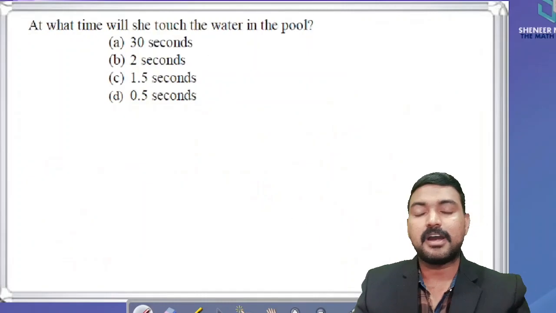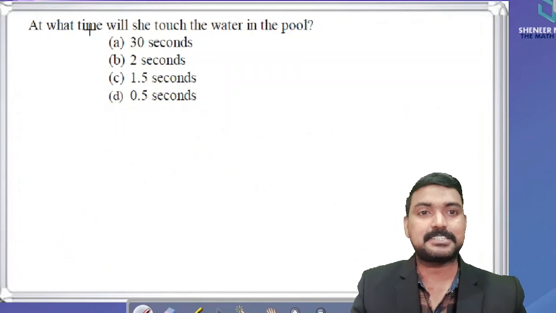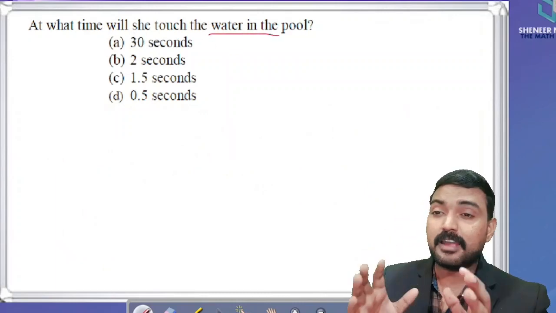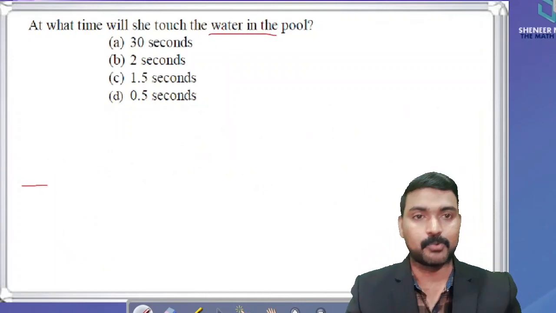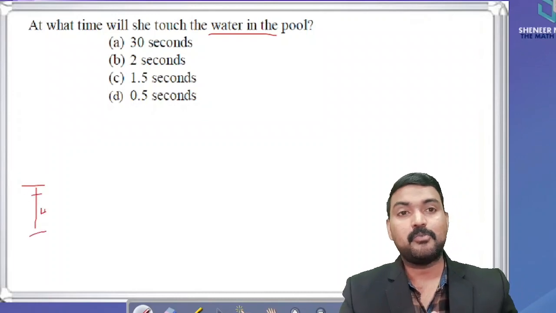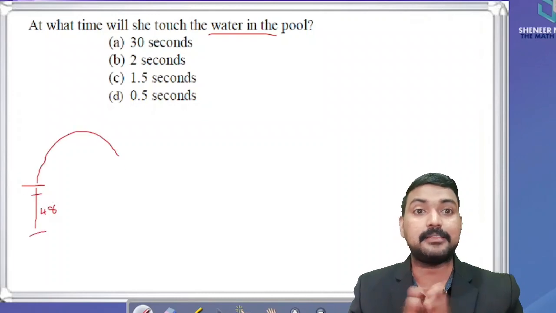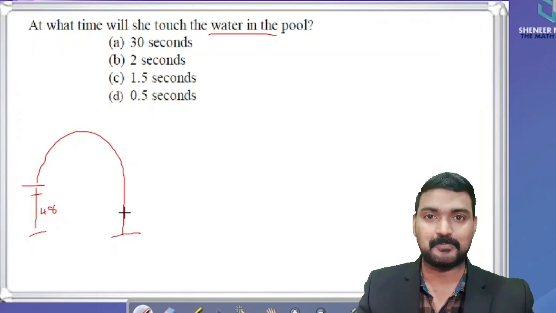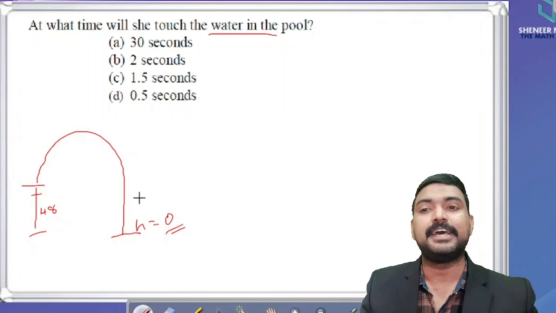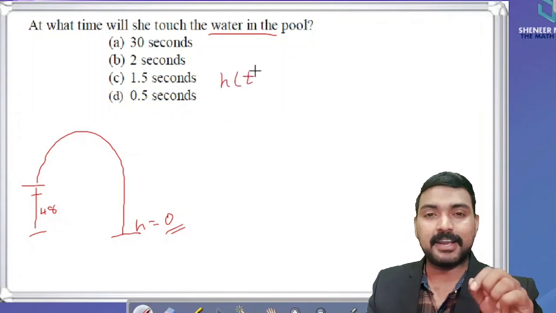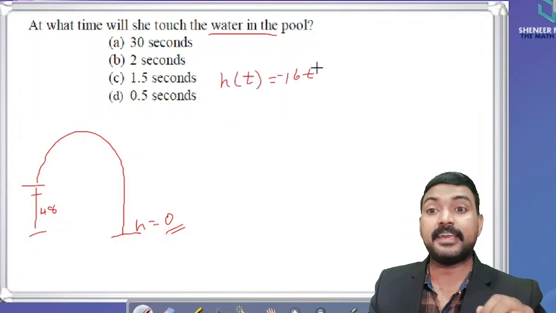Now we can go to the second question. At this time we can check the question again. At what time will she touch the water in the pool? So when she touches the water, at that time her height will be 0. So we have one equation to find the height. What is the equation? h of t is equal to minus 16t square plus 8t plus k.